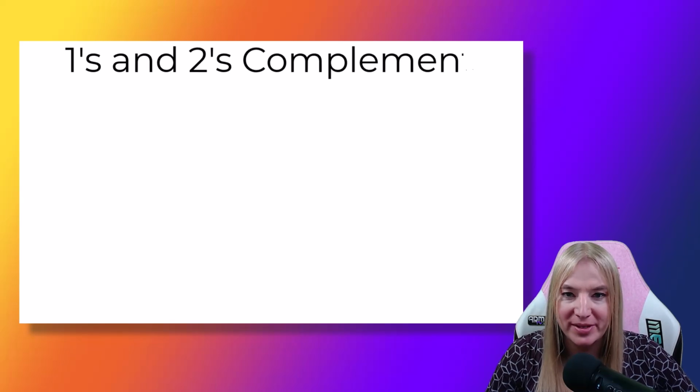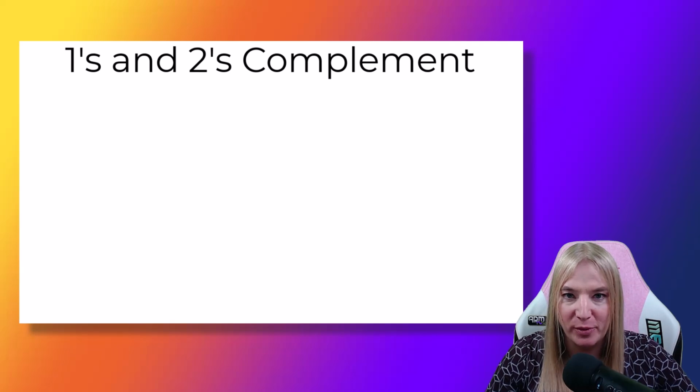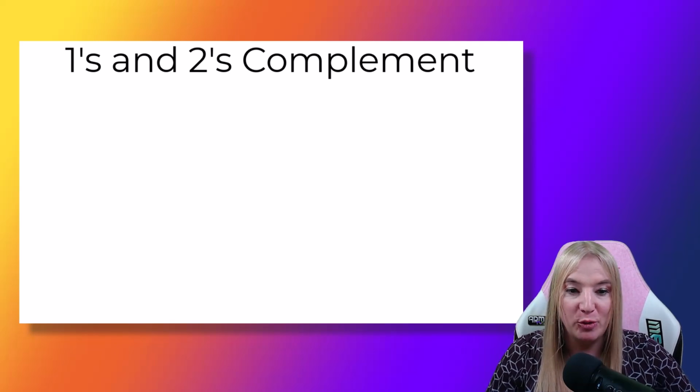In today's tutorial, we're going to talk about ones complement and twos complement data representations. I decided to put both of these tutorials together because they're very similar to each other, with very slight differences in the rules. The cool thing here is if you can do one, you can do the other.